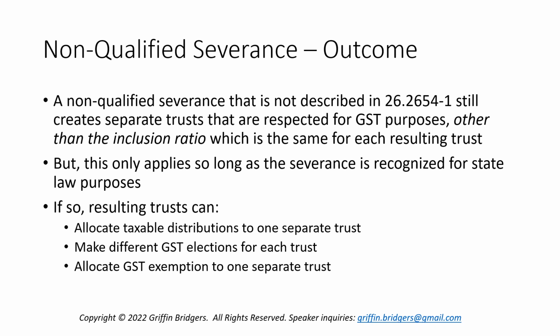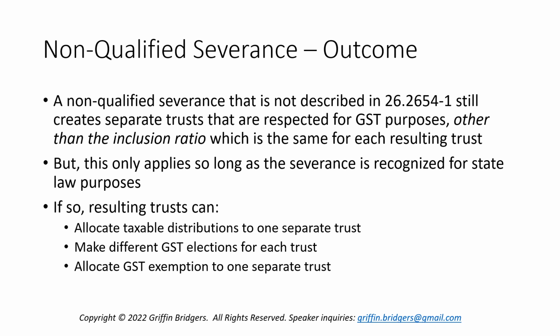So with that being said, resulting trusts from a non-qualified severance can still allow the other 3 boxes outside of the inclusion ratio to be checked. That you can allocate taxable distributions to one separate trust instead of the other. You can make different GST elections for each trust, and you can allocate GST exemption after the division to one separate trust at the expense of the other.